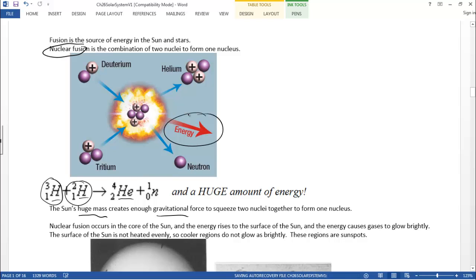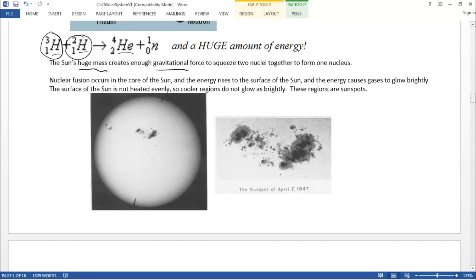Now, the gravity is only strong enough to do fusion at the core, the center of the sun. So the fusion happens down there, the heat energy, the light, all that energy is released and travels through the sun to its surface. And it warms up the gases at the surface until they glow. The heating of the surface is not even, so there will be cooler spots that we see as sunspots. Regions that are not showing a sunspot are glowing very hot. They're very bright. And regions that are not as bright, well, they're dimmer, and then we see them as sunspots.